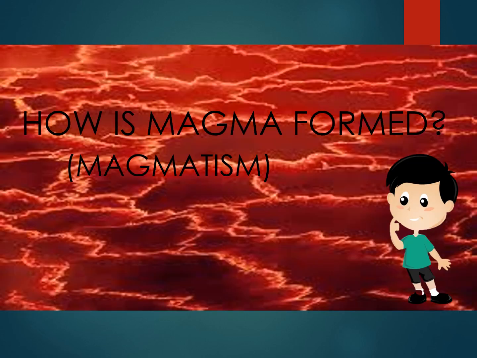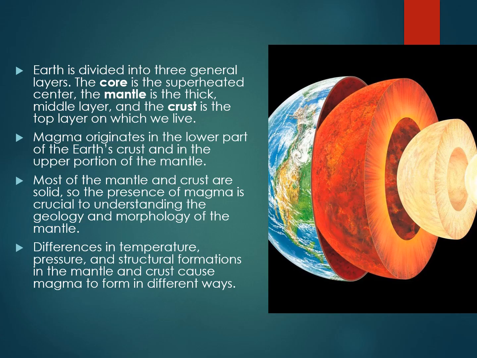But how is magma formed? Earth is divided into three general layers, as we have studied: the core, the mantle, and the crust. Magma originates in the lower part of the Earth's crust and in the upper portion of the mantle. Most of the mantle and crust are solid, so the presence of magma is crucial to understanding the geology and morphology of the mantle.